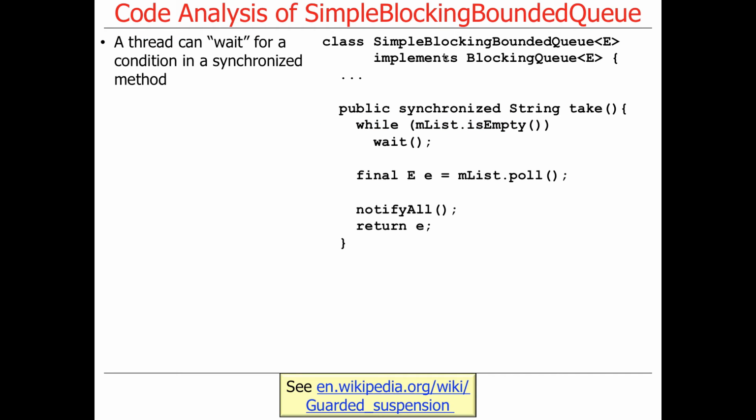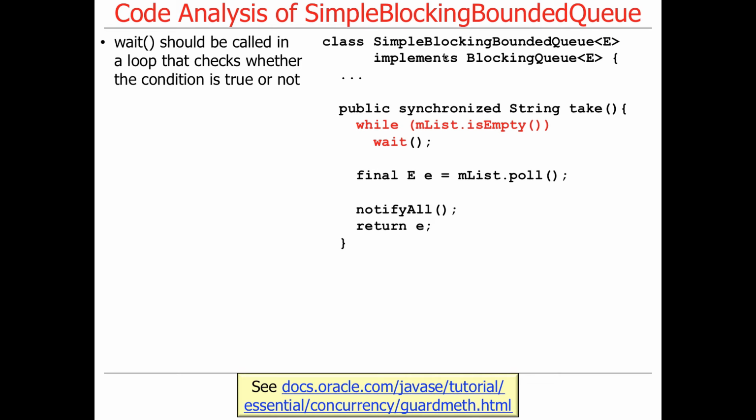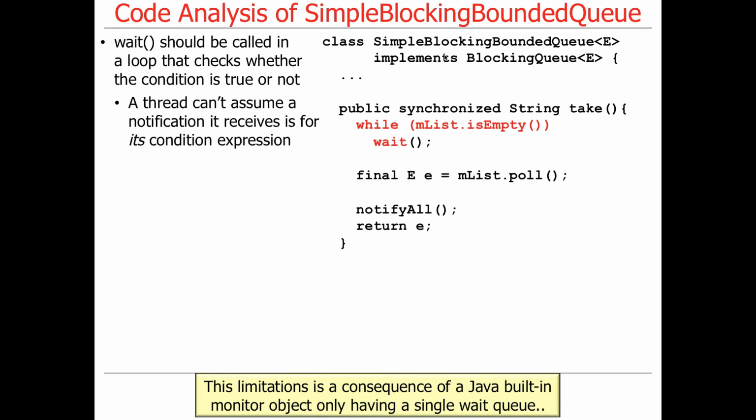Okay, so now let's take a little bit more detailed look at take and put. Each call to take, let's say in T1, will acquire the intrinsic lock, and then it'll have to wait while the queue is empty. Make sure that you always have wait in a loop, because otherwise you'll have surprises. The reason is that if this particular thread is reawakened, it might not be the case that the queue is not empty. So you always have to make sure you check.